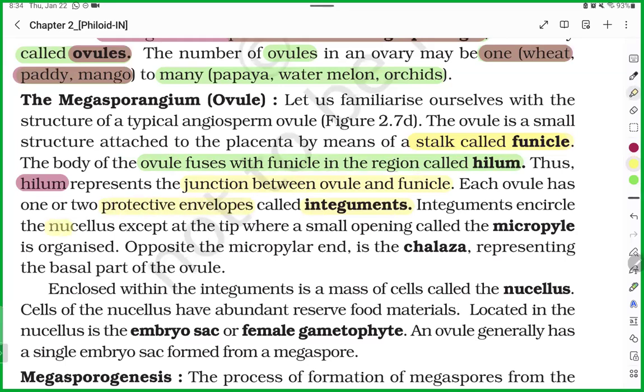The integument encircles the nucellus except the tip. This is extremely important; they can ask it as a wrong statement. "Integument encircles the nucellus completely" is wrong. It does not cover the micropylar tip. Other parts are easy. Opposite to this is the chalaza, and the chalaza is the basal part of the ovule.